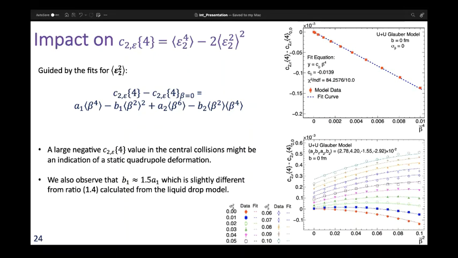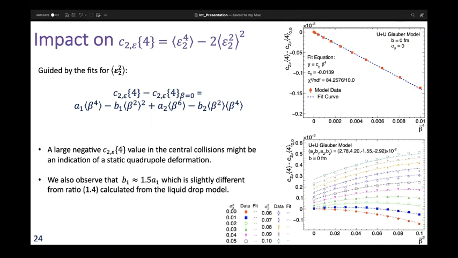What is interesting to notice is that as soon as I input a small amount of fluctuations, the value of this particular observable quickly turns positive. This can be seen in this green curve, in which the value of the variance is just 0.02, while the value of beta squared over here is roughly 0.1, which is 5 times the variance. And even though it's 5 times, the value of this particular observable is still positive. So if you do a calculation in data, and you see a large negative value of this particular variable, it can be an indication of static quadrupole deformation present in the system.